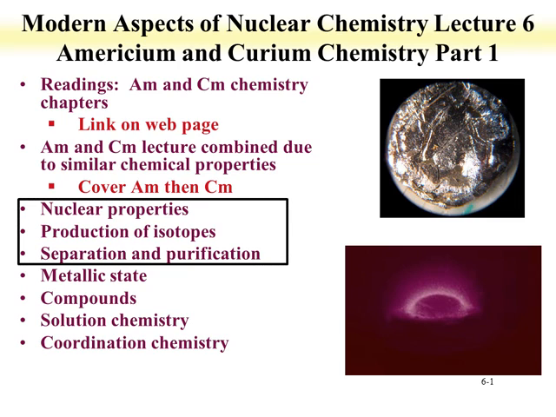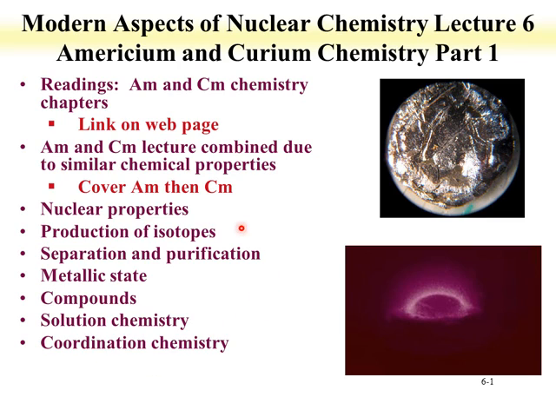The first part will cover Americium, and we'll discuss nuclear properties of Americium, production of Americium isotopes, and then separation and purification of Americium. Part 2 will move on to cover the metallic state, compound solution chemistry, coordination chemistry of Americium, and then we'll repeat with Curium.